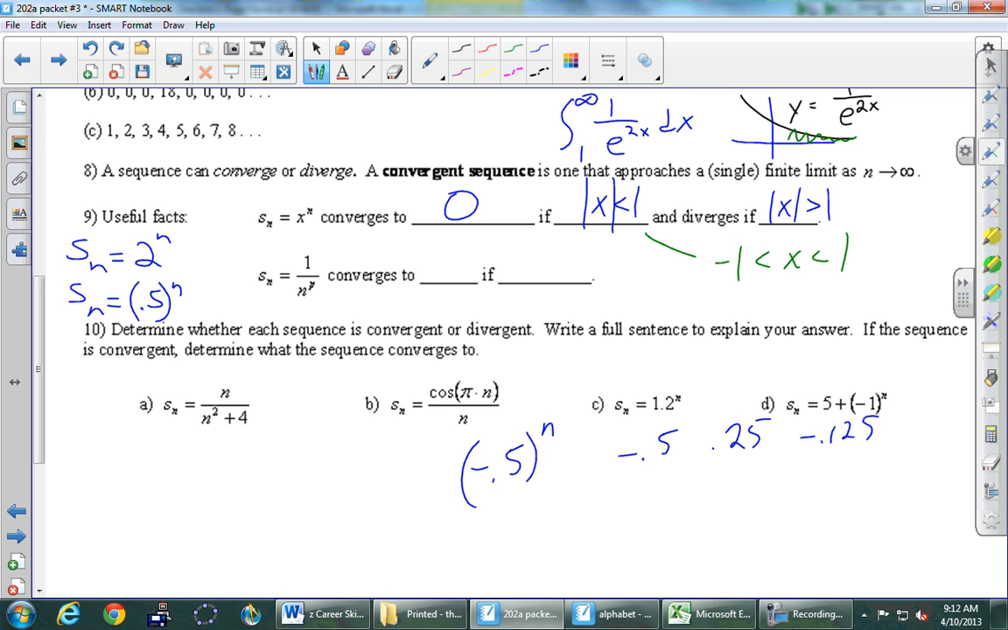Okay, Dawn raises a good point. If x equals 1, then we're looking at 1 to the n. What is every term in that sequence? 1. Does it converge or diverge? Converges to 1. It's always 1. So if x equals 1, then s sub n goes to the number 1. It converges to the number 1.